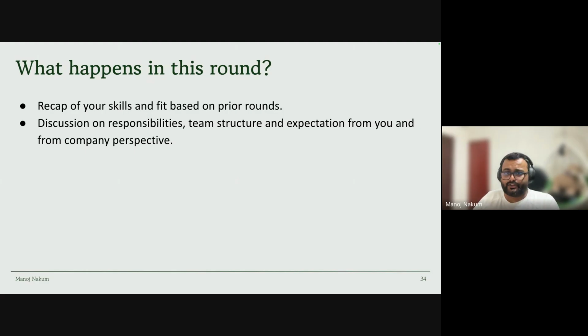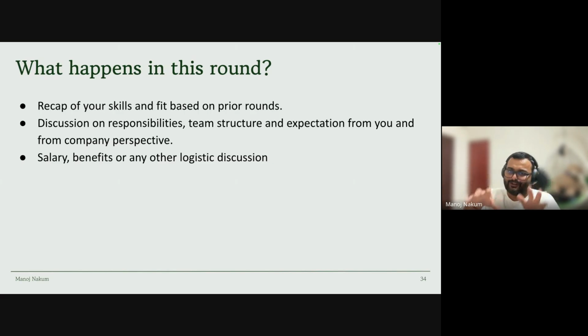They will also tell about the team structure in this round. Okay, what is the team structure that they have. Okay, and what would be the expectation once you join the company. Okay, as soon as you join the company, what are the expectations? Salary, benefits, and any other logistics, because if it is remote or hybrid, would I get relocation, reimbursement, anything like that will be discussed in this round.